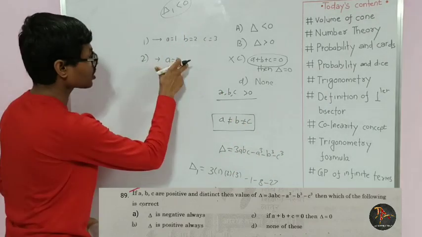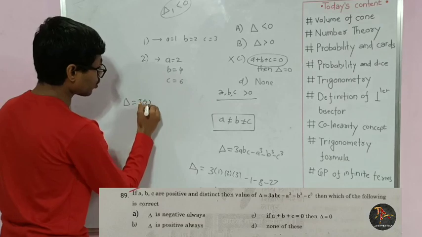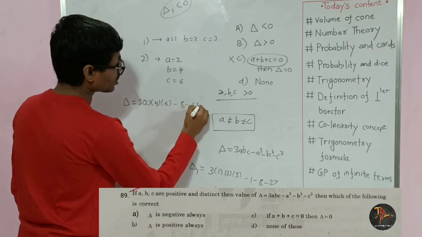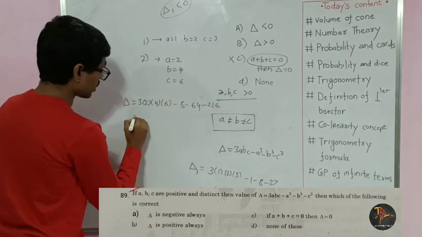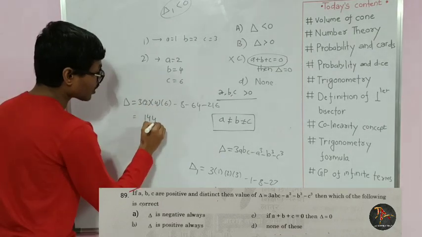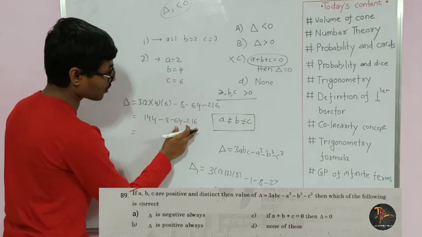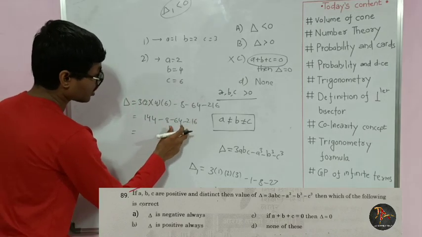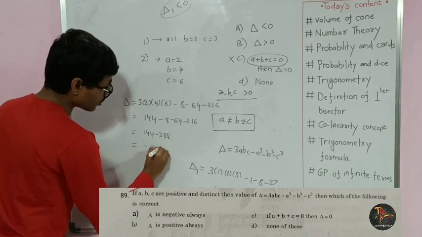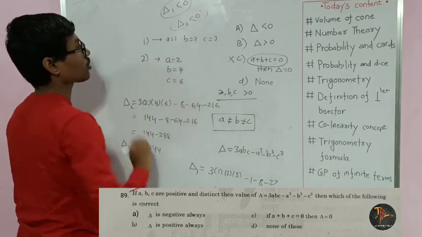So if I take A equal to 2, B equal to 4, C equal to 6, then I will get delta equal to 3 times A value 2, B value 4, C value 6, minus A cube which is 8, minus B cube which is 64, minus C cube which is 216. 6 times 4 is 24, 24 into 2 is 48, 48 into 3 is 144. 144 minus 8 minus 64 minus 216. Now 216 plus 64 is 280, 280 plus 8 is 288, 144 minus 288 comes to minus 144. So delta 2 value also comes out to be negative.